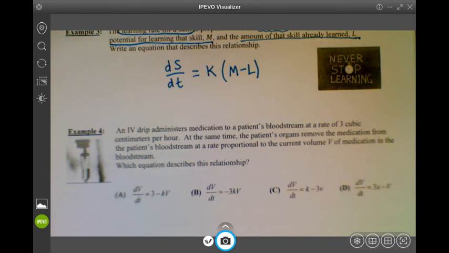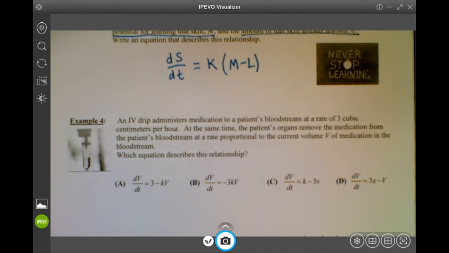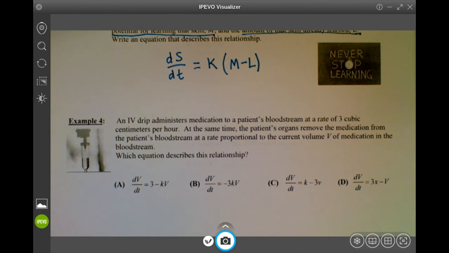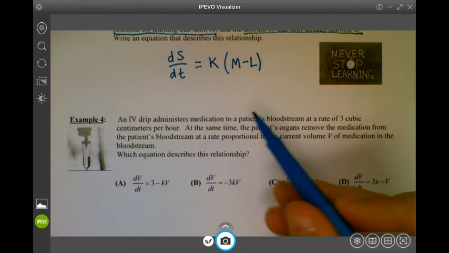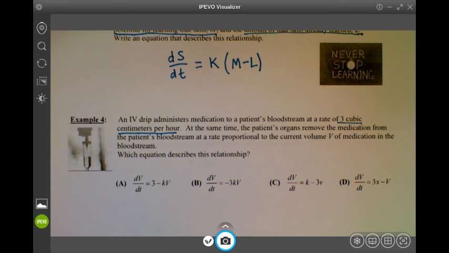All right, an IV administers medication to a patient's bloodstream at a rate of 3 cubic centimeters per hour. At the same time, the patient's organs remove the medication from the patient's bloodstream at a rate proportional to the current volume V of medication in the bloodstream. Which equation describes this relationship? So looking at these, they're all set up as dV/dt. And then it is administered at 3 cubic centimeters per hour. So they're all going to have a 3 in them. That's why you see 3s in all of them.